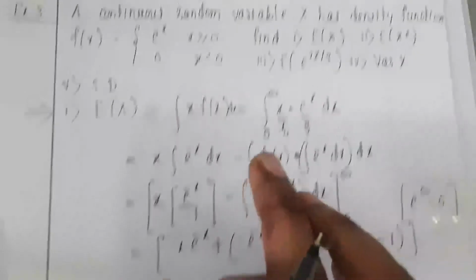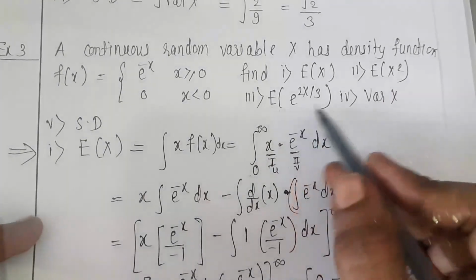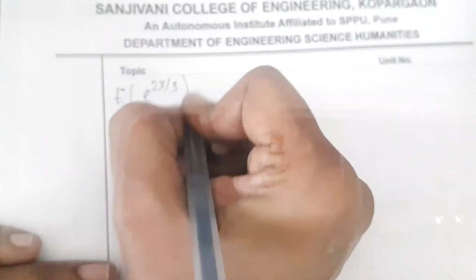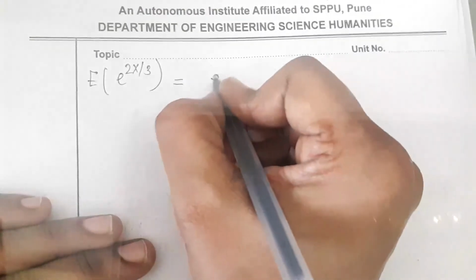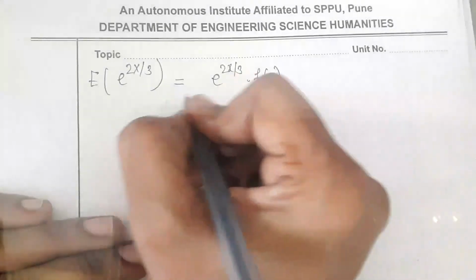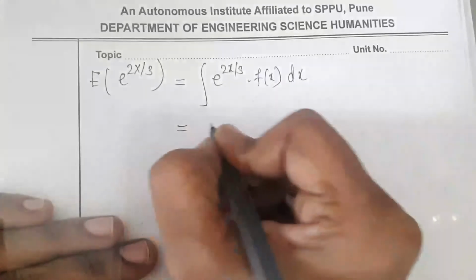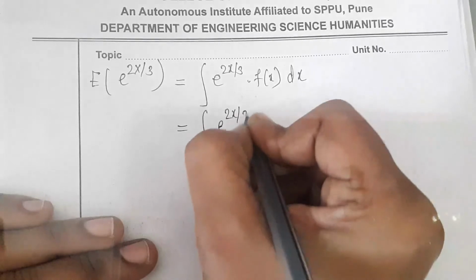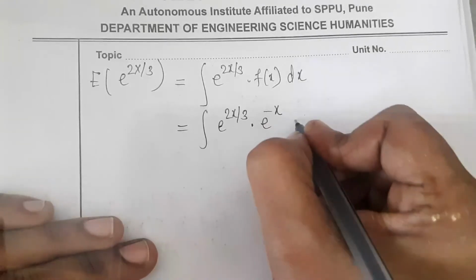Next, actually the standard deviation is not asked in the problem, but we have to find the expectation of e to the power 2x by 3. So next term we want the expectation of e to the power 2x by 3. What will be the formula for this? I told you that whatever the term in the bracket, that is e to the power 2x by 3, multiplied by the given function, and now it is integration, and here it becomes dx. So this is equal to the integration of e to the power 2x by 3 multiplied by the function e to the power minus x multiplied by dx.